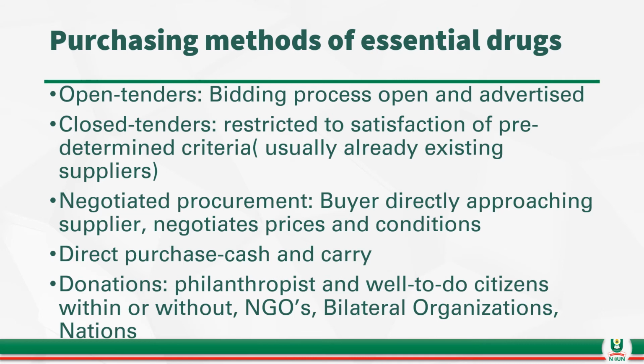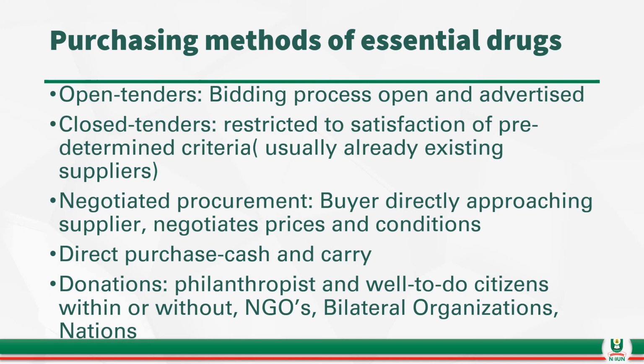Now we have closed tenders. Closed tenders is not like an open bidding process like open tenders. This one is a restricted kind of bidding process and is usually for existing suppliers, and suppliers are chosen based on satisfaction of predetermined criteria, in the sense that they may have been supplying you medications, they may have actually met the timeline in terms of the actual date they need to supply, the quantity they needed to supply. So they've had a good relationship with your company, or with the organization. So in such cases, it's closed tenders.